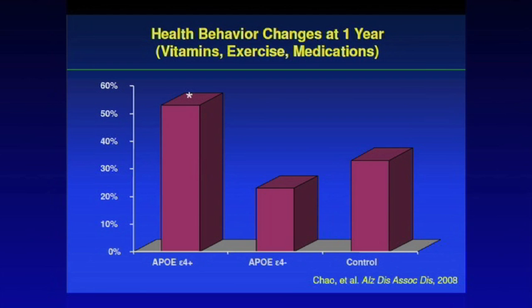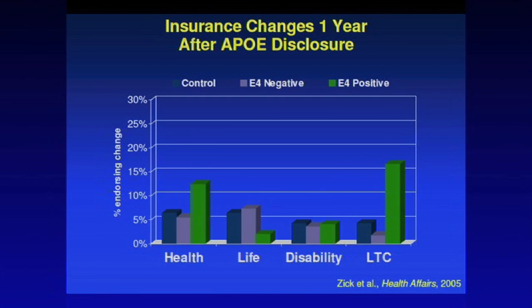And in terms of what the outcomes were, if they weren't increased anxiety, what did happen? So some people that were found to be at risk for Alzheimer's disease decided to take on healthy behavioral changes in terms of eating, vitamins, exercise, and some medications. The other thing that they did is many people in that category that were positive decided to take out more long-term coverage on their health insurance.